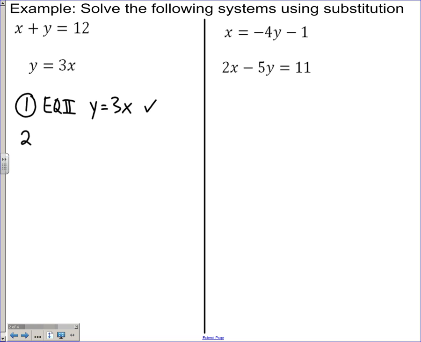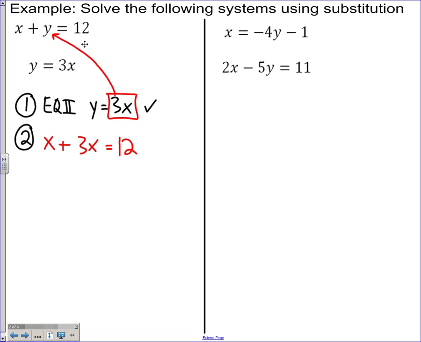Now, step 2 says, in the other equation, replace the variable with what it is equal to. So we just solved for y. We're going to take that value for y, and we're going to plug it in to our other equation. So I'm going to get x plus 3x equals 12. So the only thing I changed was that I changed y into 3x.